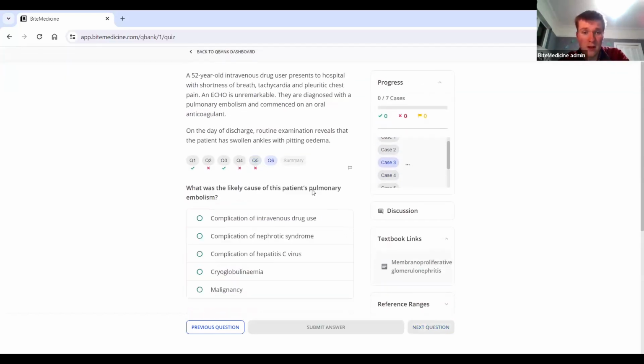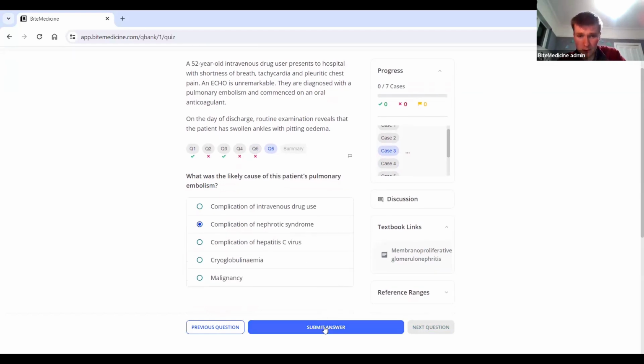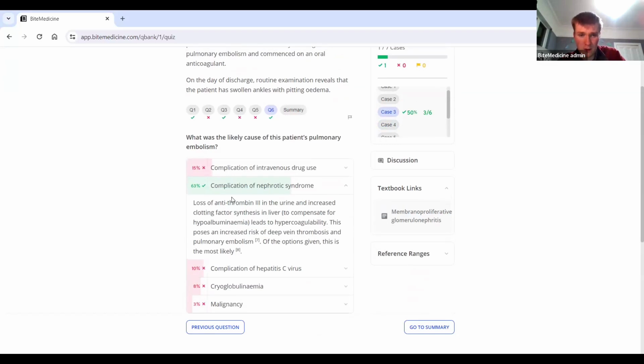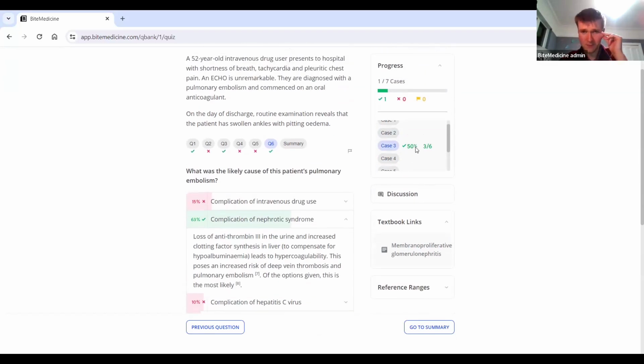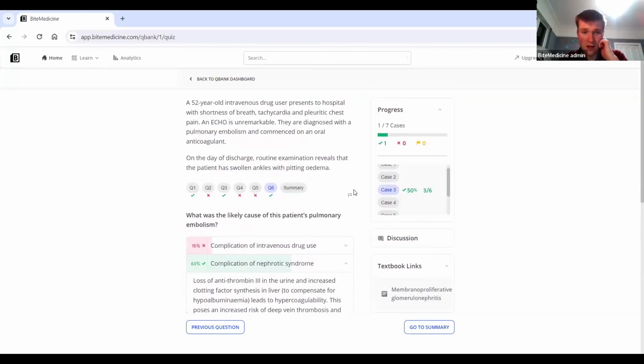I've done terribly. So what was the likely cause of this patient's PE? Oh, was it a complication of nephrotic? We did say that you lose antithrombin 3 deficiency. I mean, it could be any of these, really. Let's go with that one. Hey, okay, finally, end on a win. It's given me a green tick. I think if you get less than 50%, you don't get a green tick. So I'm going to call it there because I think that was a humiliating performance.